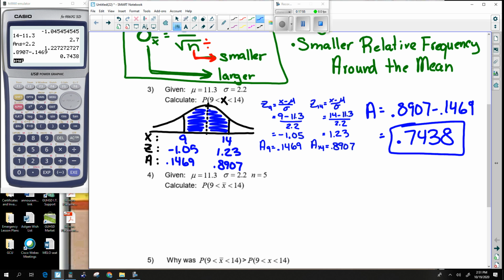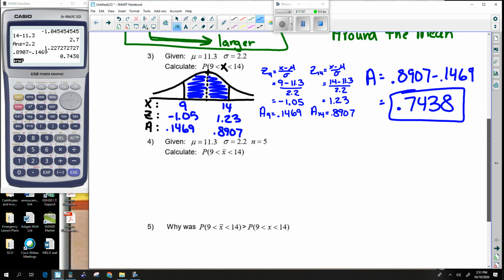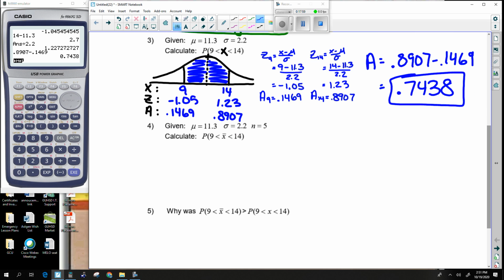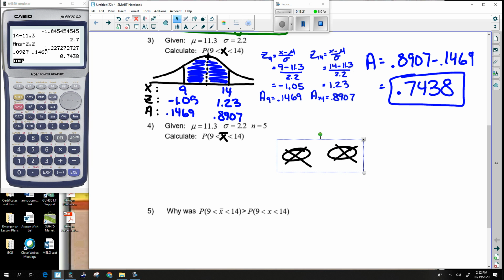There it is. Now the next question is the exact same question. However, notice that the middle is an X bar. So wherever I use the sigma of being 2.2, it's no longer going to be 2.2. I need to change the sigma to fit the idea that this is a sample and no longer a population.